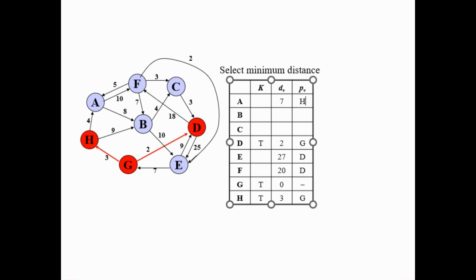You will get to see shortly why this column is very important. Now next one is B. So we have the value 3 already for H, and 9 from H to B. So 3 plus 9 is 12. So this column will be updated with 12, and this value will be updated with H, because we are going to B via H. So these are the updated values for the next iteration.